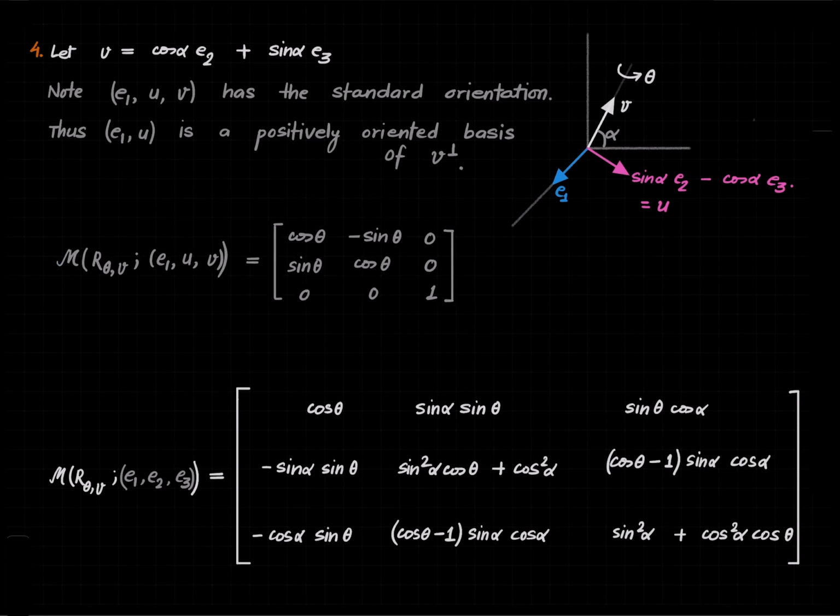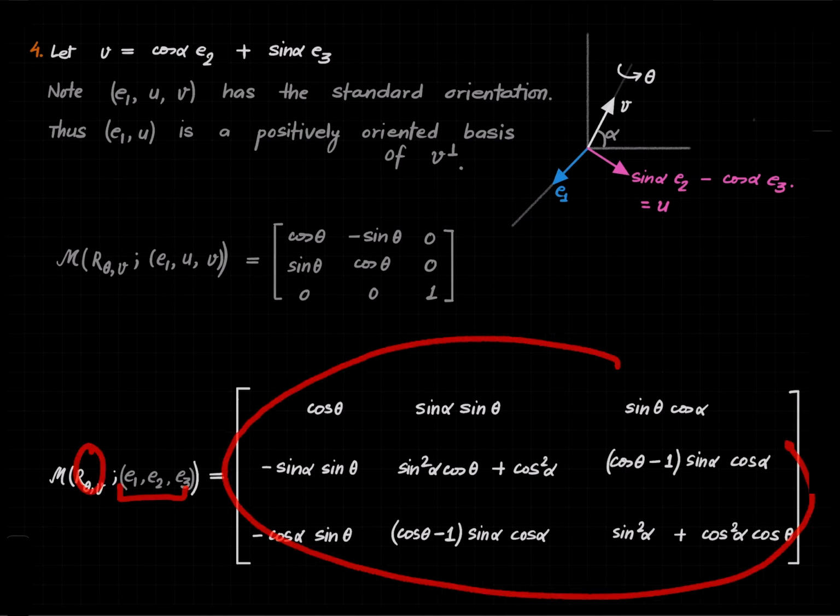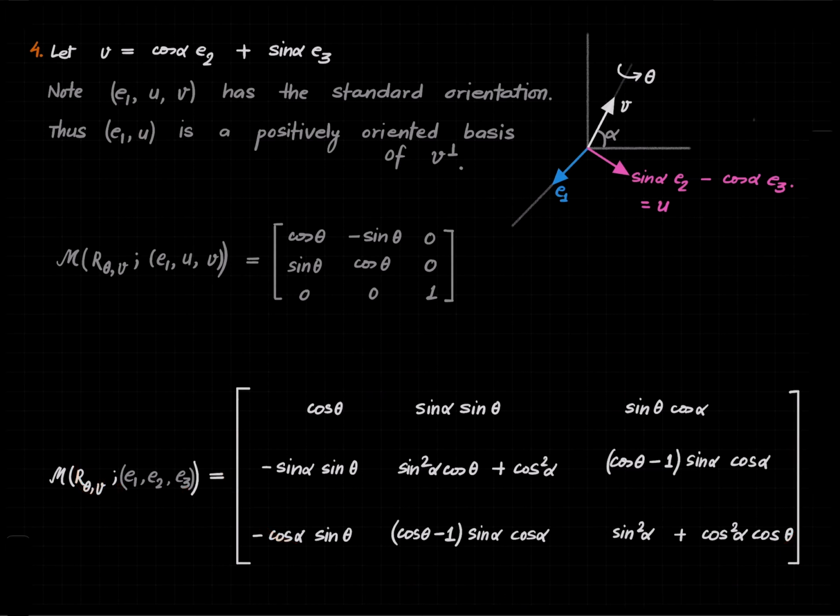So the matrix of R theta V with respect to the standard basis is this horrible looking thing. Nice exercise, you should do it. We get some hands-on feeling about rotations, about axes. And we see that the matrices can look fairly complicated even though the geometric description is very simple.